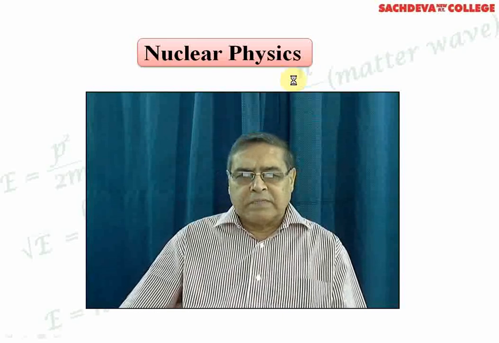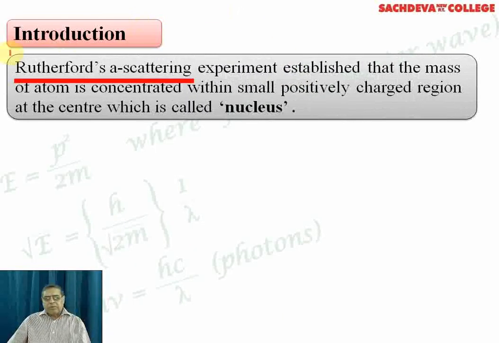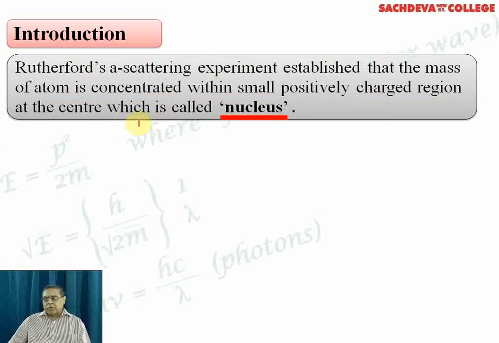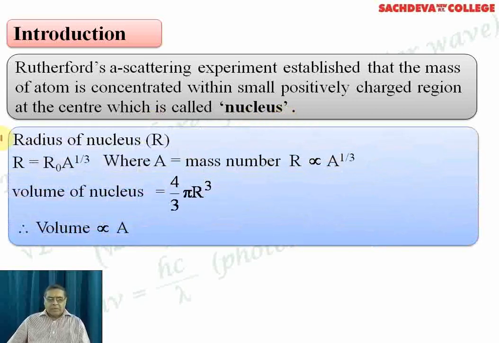Now we come to the main concept: the Rutherford scattering experiment established that the mass of an atom is concentrated within a small positively charged region at the center, and this region is called the nucleus. That is, the nucleus is constituted of protons. The net mass of the atom is concentrated at the center. The radius of the nucleus, R, is given by R = R₀A^(1/3), where A stands for the mass number or the nucleon number, that is, the P plus N number, and R is proportional to A^(1/3).